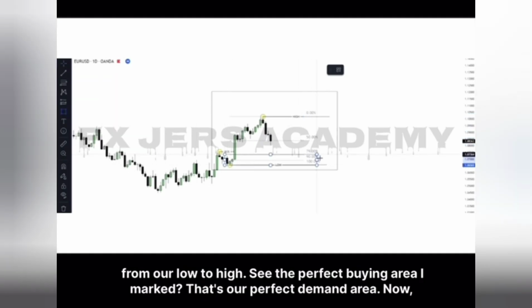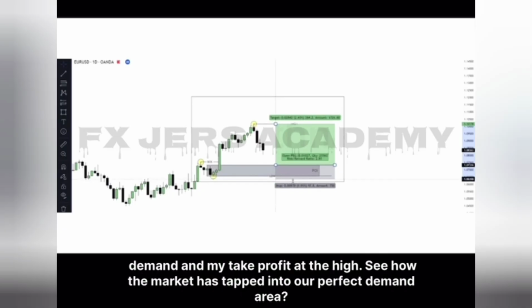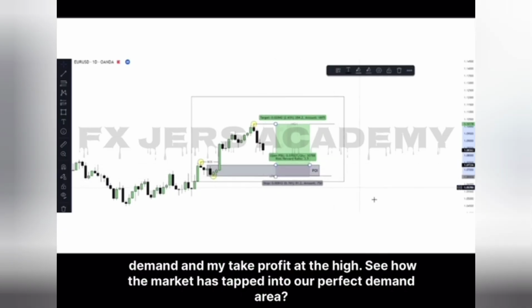See the perfect buying area I marked? That's our perfect demand area. Now I will just wait for the market to tap into our demand zone. I'll put my stop loss below the demand and my take profit at the high.